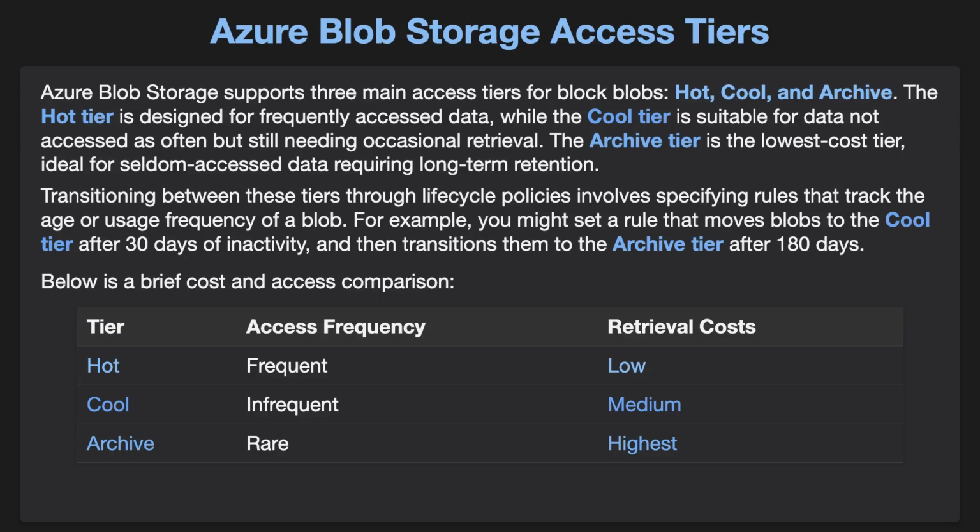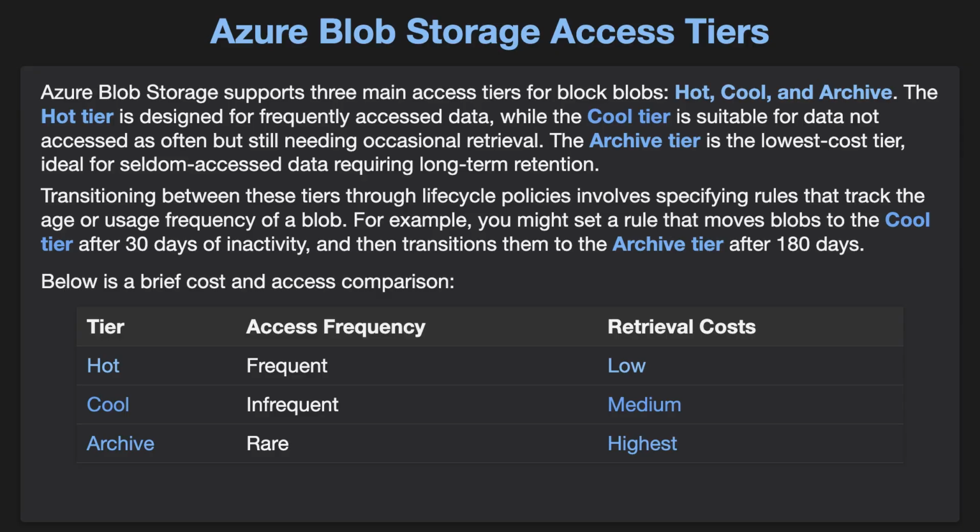Azure Blob Storage supports three main access tiers for block blobs: hot, cool, and archive. The hot tier is designed for frequently accessed data, while the cool tier is suitable for data not accessed as often but still needing occasional retrieval. The archive tier is the lowest cost tier, ideal for seldom accessed data requiring long-term retention.